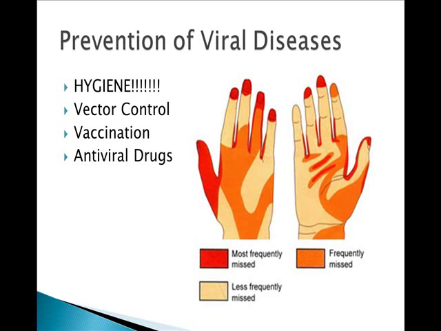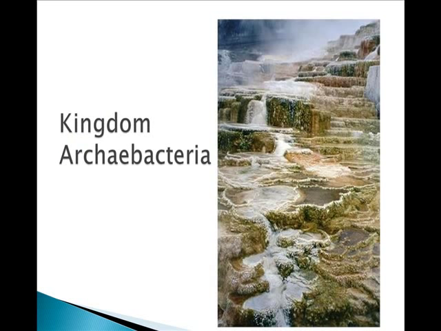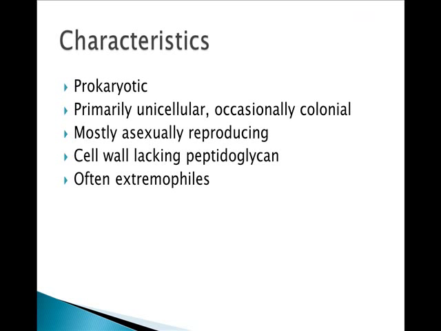Let's talk about two kingdoms of living organisms, and we'll start with the archaebacteria. So the archaebacteria, I've gone over these characteristics again, but it's worth repeating. They're prokaryotic. They're mostly unicellular. They're asexually reproducing, which means, you know, no dinner and a movie needed. They have a cell wall lacking peptidoglycan, and that's important because that's what separates them from the eubacteria. And they're often called extremophiles. In other words, they live in extreme environments where other organisms typically don't live.